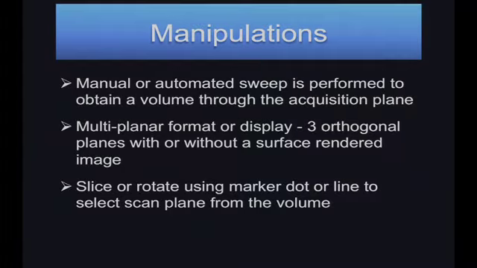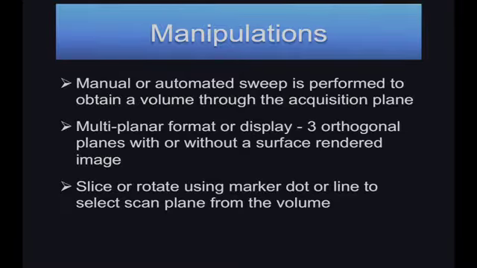So first, what are the manipulations that we need to use in order to reconstruct the image? First, there's a manual or automated sweep, which is performed to obtain a volume through the acquisition plane, which is usually the sagittal plane of the uterus.